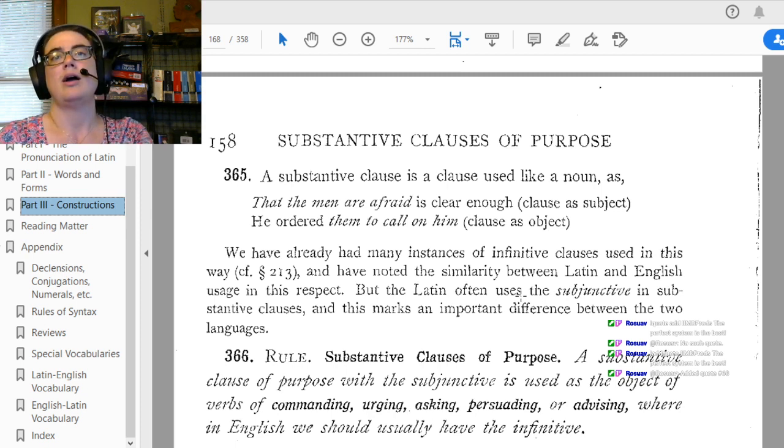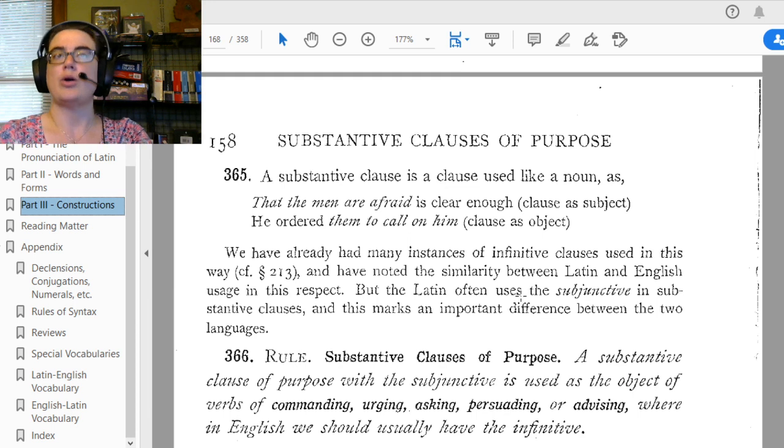Oh, this is an indirect command. Oh, I've never heard it called this before. Okay, so a substantive clause is a clause used like a noun. So what that means is instead of taking an accusative direct object, it takes a whole phrase. So he ordered dogs around. Okay, great. Accusative direct object. But you can also say he ordered them to call on him. Use a whole clause as the object of the verb.